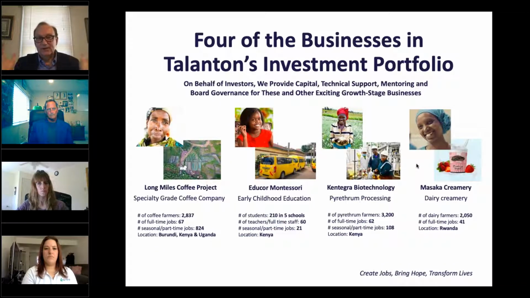So when people say, "David, I get the theory, talk to me in reality. What kind of companies are out there that Talenton has been able to find?" We've been able to invest in a range of companies in our portfolio, from a specialty grade coffee company in Burundi employing 67 people full-time, hundreds of people seasonal part-time, to a chain of Montessori preschools in Nairobi. And I love the picture of the 11-year-old girl in that photo, the second one in from the left. She's now an author.